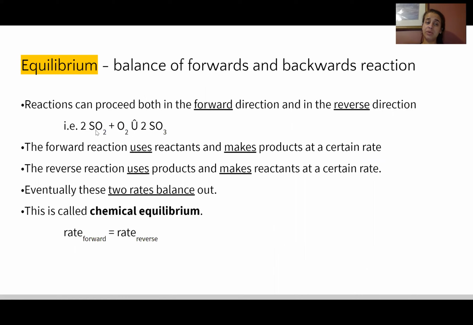So our reactants here would be SO2 and then O2, and then this is supposed to be an arrow moving to SO3. So that's our forward reaction. And then our backward reaction would be using SO3, I'm sorry, to make SO2 and O2. Eventually these reactions are going to balance out, and when they do balance out, that's called chemical equilibrium, where the forward rate is equal to the reverse rate.